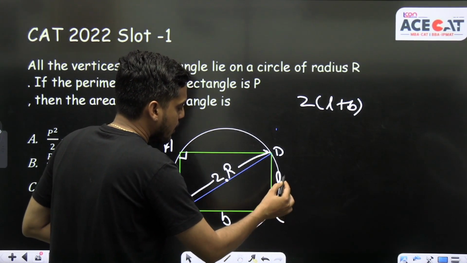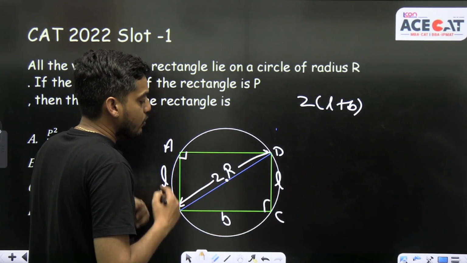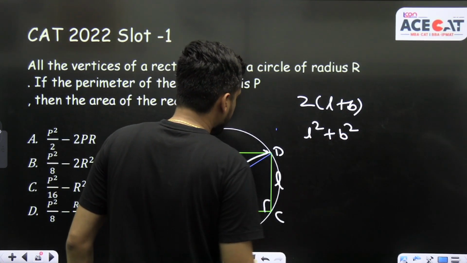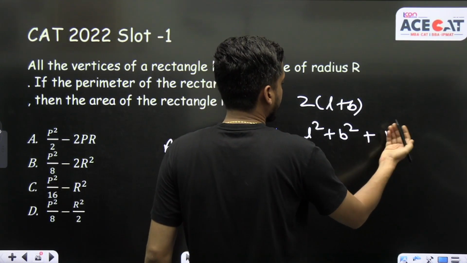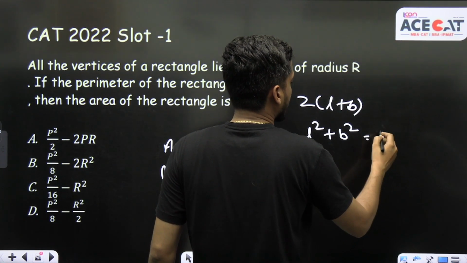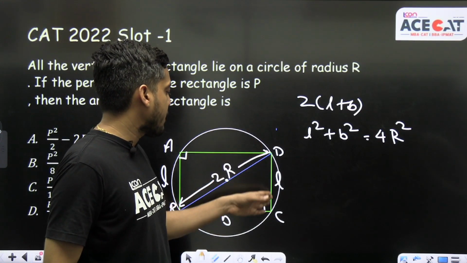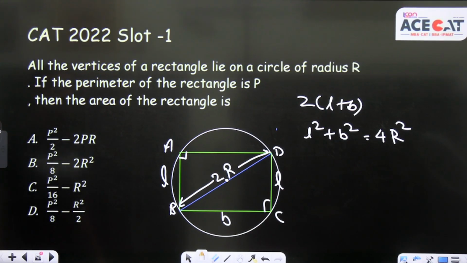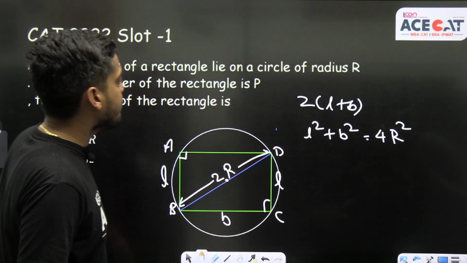If the sides are L and B, triangle BCD is a right angle triangle, and we all know L square plus B square must be equal to 4R square. Are you getting my point? We are applying nothing but the Pythagoras theorem: base square plus perpendicular square must be equal to hypotenuse square. What do we need to find out? Students, do you agree with me?